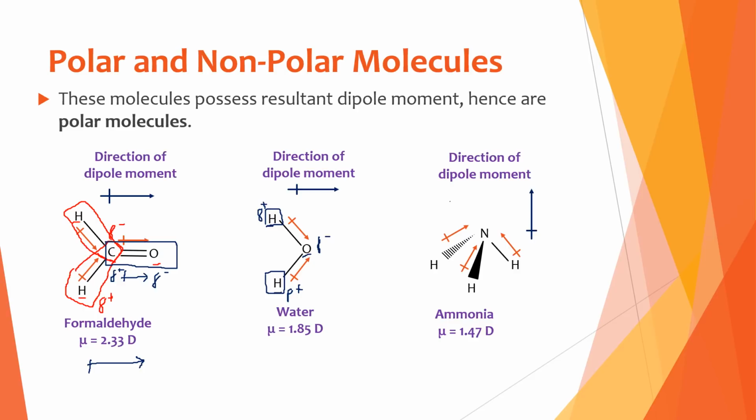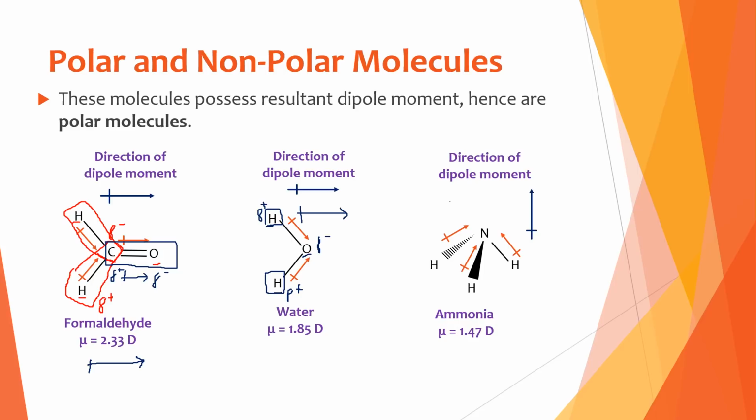So if the shape is not symmetrical, the dipole moments cannot cancel out each other, so the direction of the dipole moment will come from the left to the right. So when a molecule possesses a dipole moment, it will also become a polar molecule.